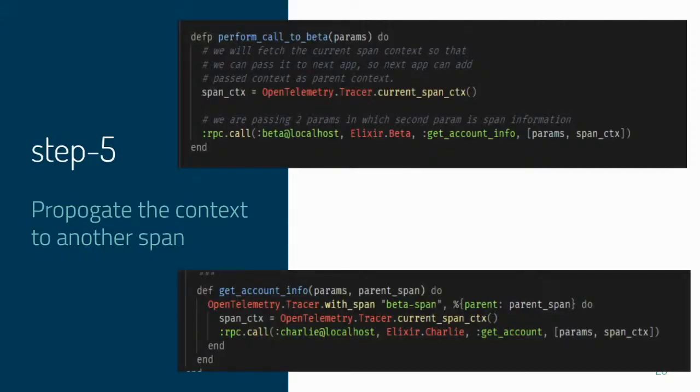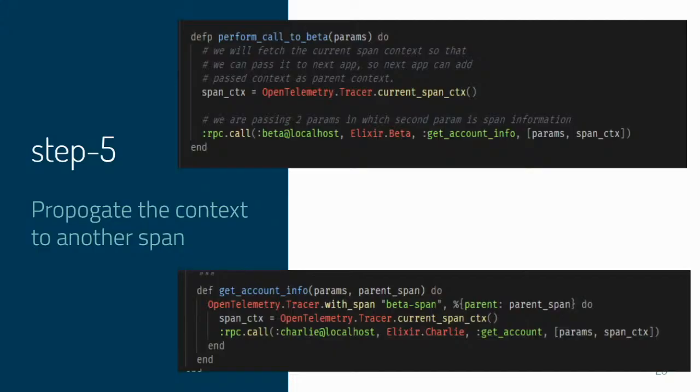If you want to communicate between multiple applications, which was the agenda for today, you have to pass your current context. As in the image above you can see, I am checking what the current span is and storing it in a span context variable, and then I am doing an RPC call to beta. Beta is running on my localhost. It's another service, and I am calling the get account info method over here. I am passing some params, and the span context also as a parameter.